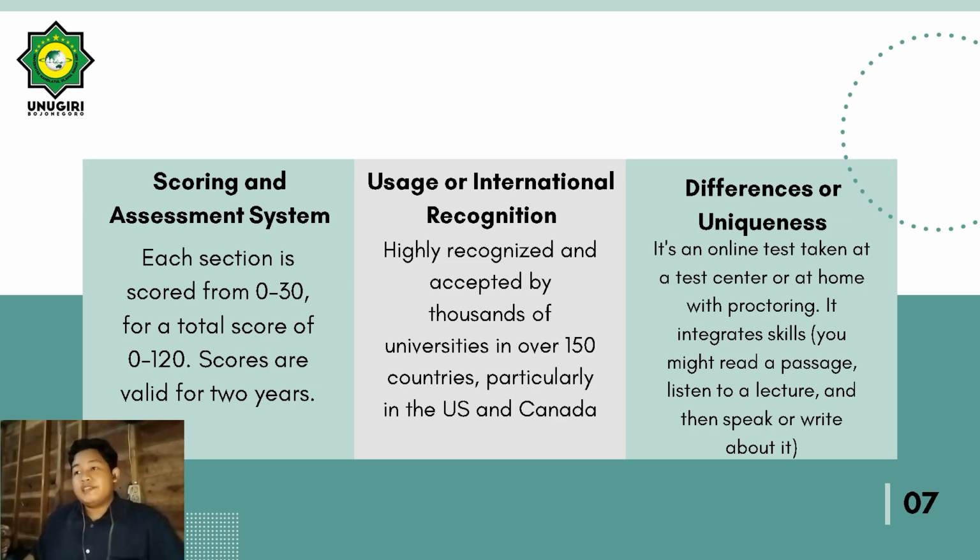And the next is the scoring and assessment system. Each section is scored from 0 to 30, for a total score of 0 to 120. Scores are valid for 2 years. In here, we can know that if we take the TOEFL iBT, we can use the score, and it is valid for 2 years. So I think the expiry is almost 2 years, so I think it's a long time.